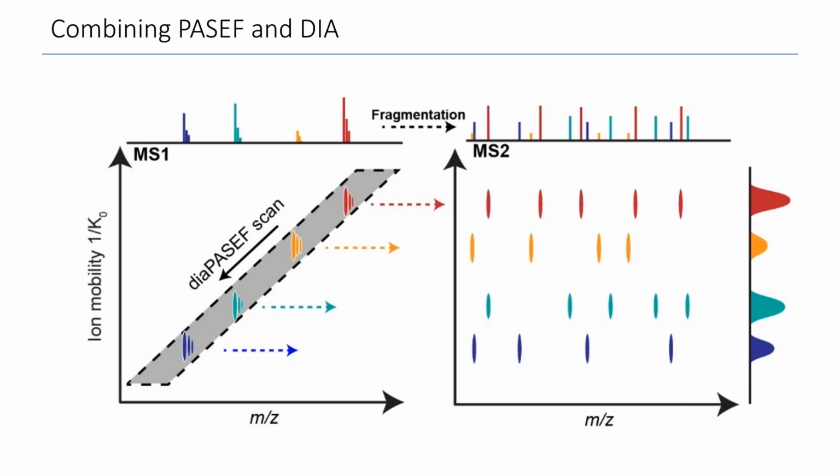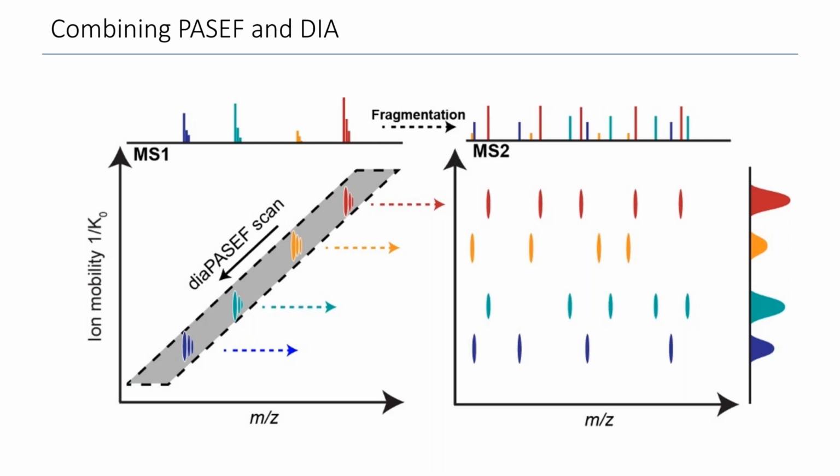So the idea was here that combining the PASEF idea with data-independent acquisition would allow us to first look at the red ions here, but then as soon as the yellow ions elute, we could basically slide down with our quadrupole isolation window and still capture all of these ions. So we would no longer have to choose which ion we are looking at. We could simply look at all the ions.